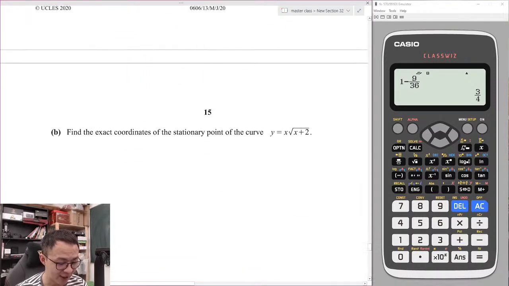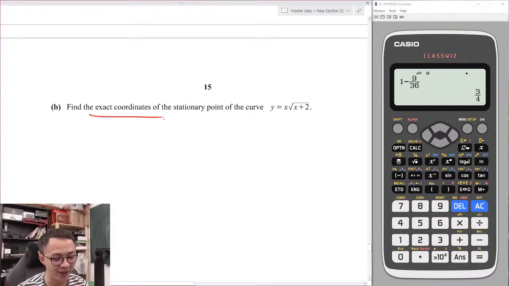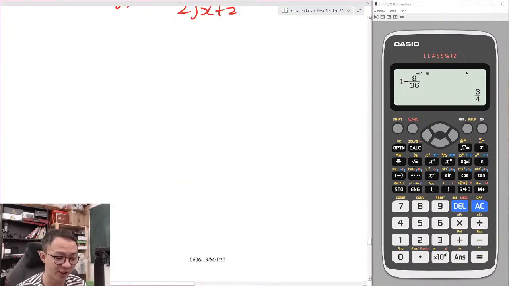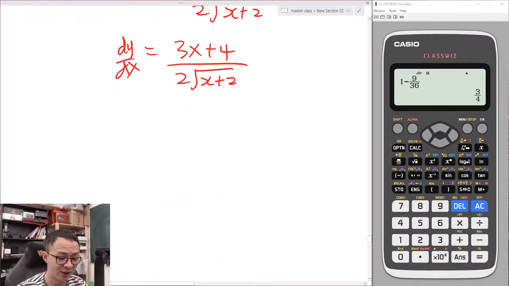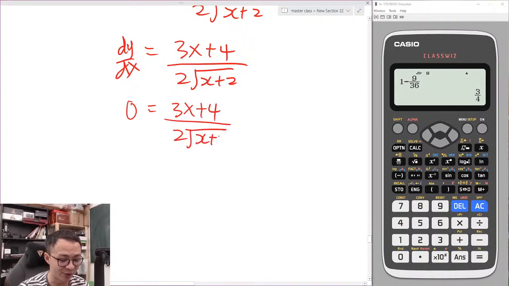Alright, so then find the exact coordinate for a stationary value. In order to find a stationary point, we know dy/dx equals 0, right? So I will make this one equal to 0. So 3x plus 4 equals 0 over this thing. But normally I don't write over this thing because I know this one moves to the other side, multiply 0 is still 0, so I will get rid of it. So x is equal to negative 4 over 3.